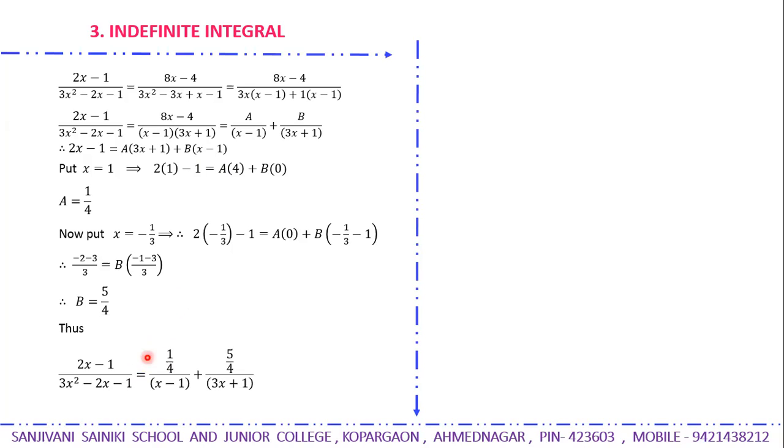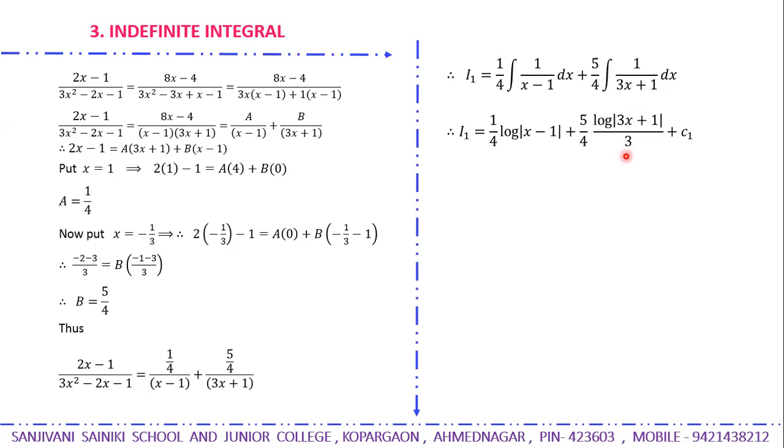Then the partial fractions are as this. Now we integrate this with respect to x. 1 upon x minus 1, its integral is log of x minus 1, and 1 upon 3x plus 1, its integral is log of 3x plus 1 upon 3. Take 1 upon 4 common, or you can keep it as it is.